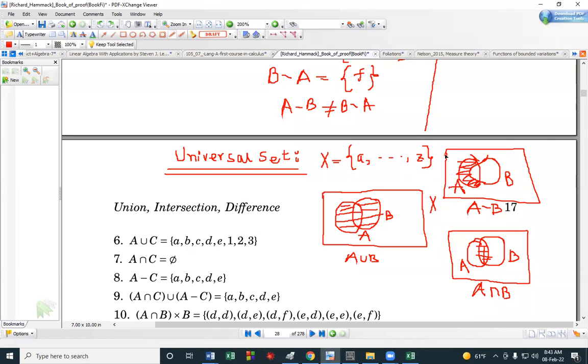Similarly, what would be my B minus A? The part of B that is not part of A. So we exclude this part again, shading out this part.